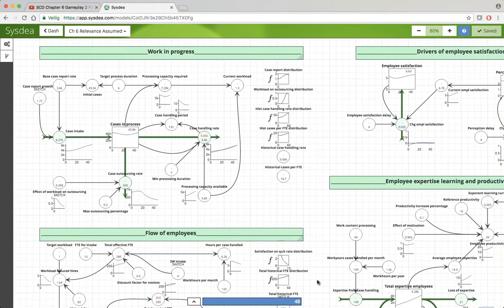Akkermans here, Supply Chain Dynamics Chapter 6, Sysdea Gameplay 1, the flow of cases.